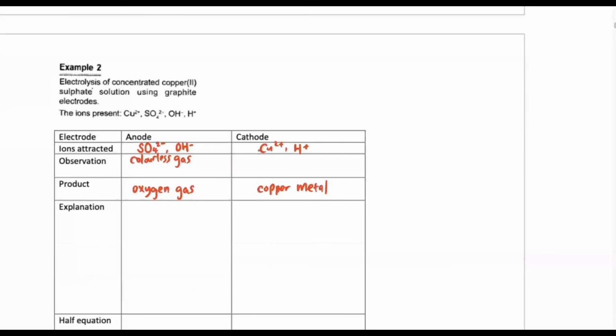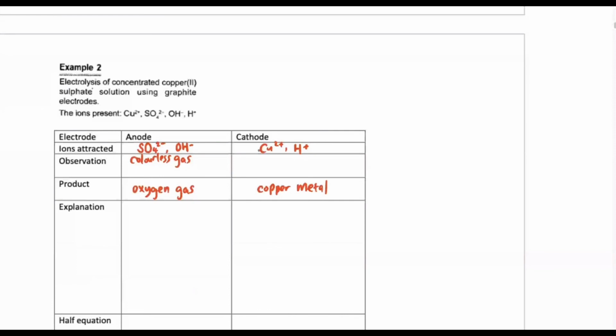Okay, now let's see more examples. Electrolysis of copper 2 sulfate solution using copper electrodes. Now they use copper electrodes. The copper matches with the electrolytes, the copper 2 ions. So in that situation, it becomes active electrodes. If you still remember the explanation just now, the anode, think of A for thinner, becomes thinner. The cathode, think of C for thicker, becomes thicker.